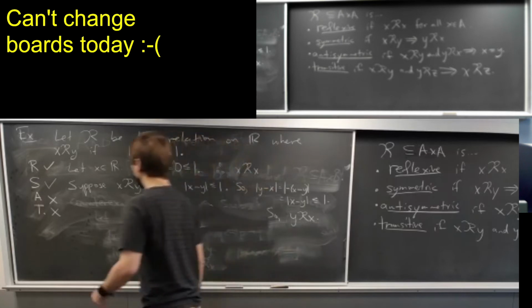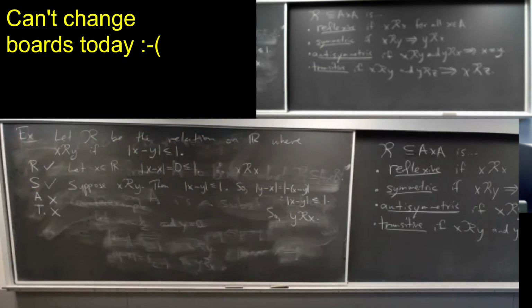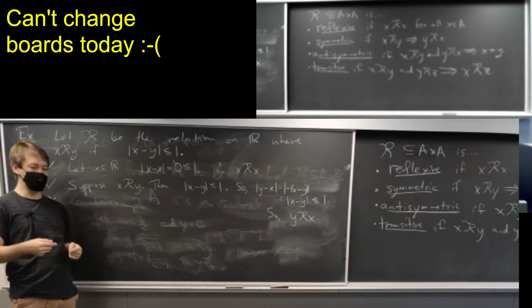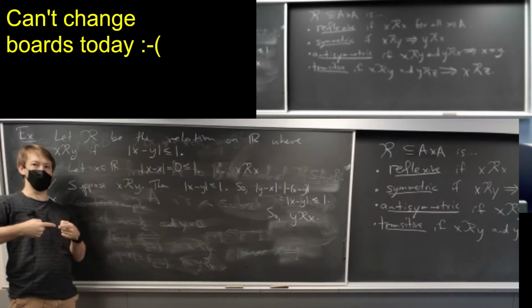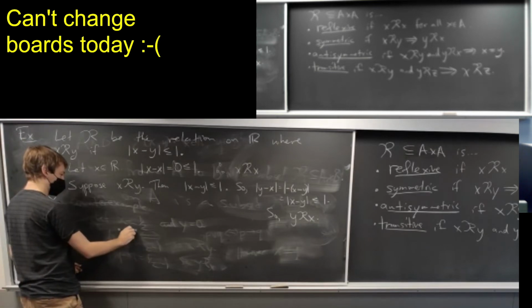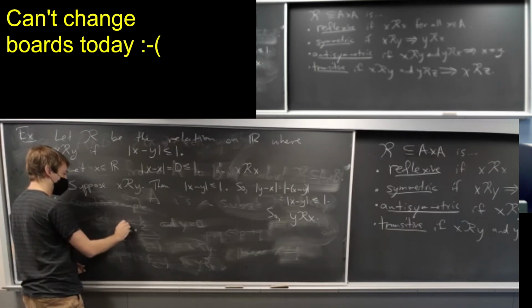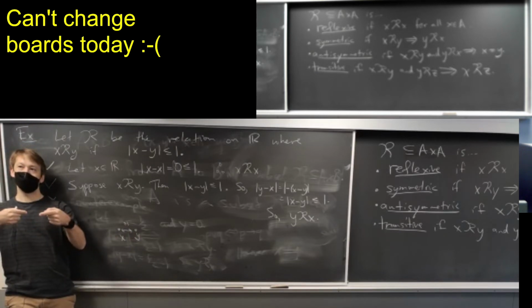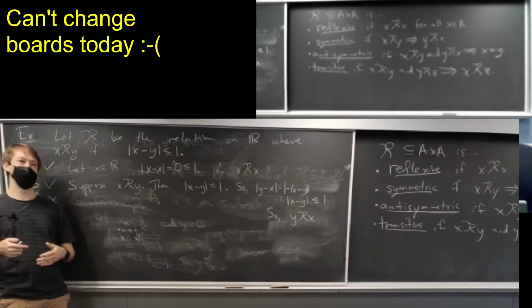It's kind of useful to try to think of what the relation means. This means x is related to y if the distance is less than or equal to 1. So if I know the distance between x and y is at most 1, and I know that the distance between y and z for some other z is at most 1, does that tell me that the distance between x and z is at most 1? And the answer is, yeah, no, right?